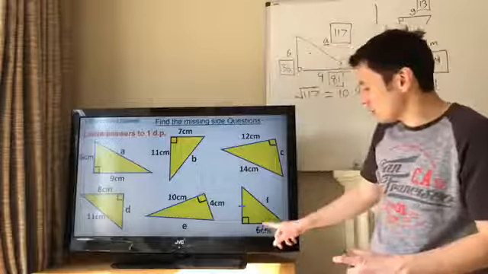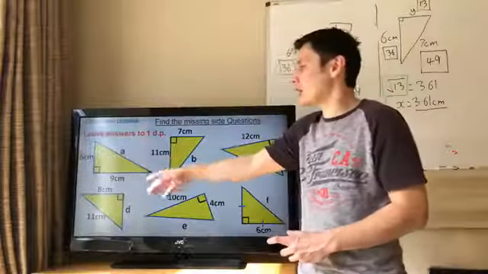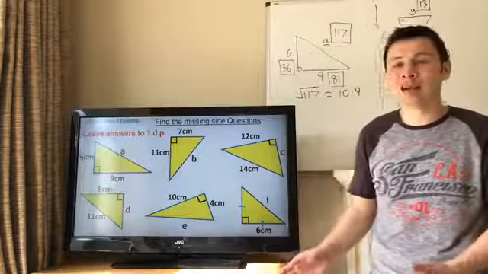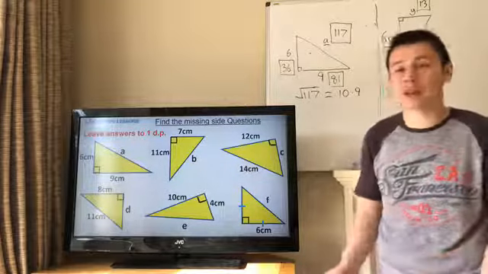Just note on the last one, isosceles triangles, so those two sides are equal. In an exam, you can't measure the length of it. They will never be drawn accurately. It will say diagrams not drawn accurately, so they are expecting you to use Pythagoras.